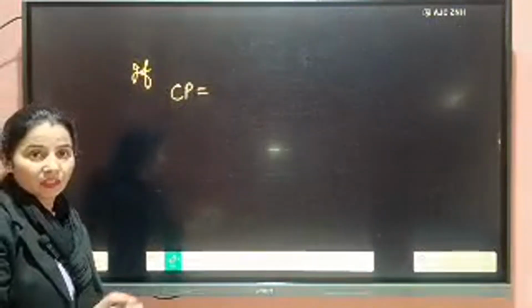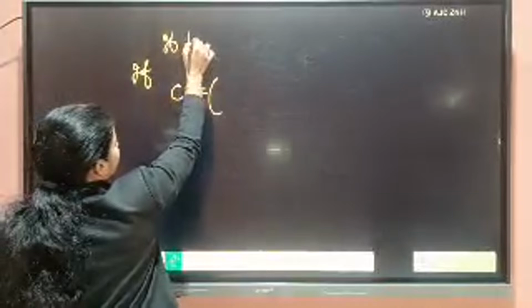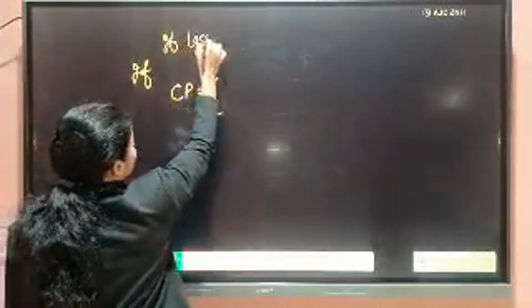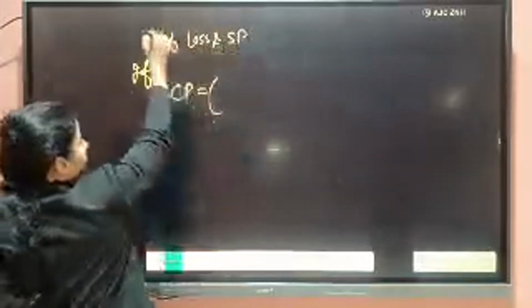Now let us discuss some formulas. If you have to find out cost price and selling price, or out of loss or profit, if one thing is given to us, then how we can find out cost price? If loss and SP is given to us, what is given?